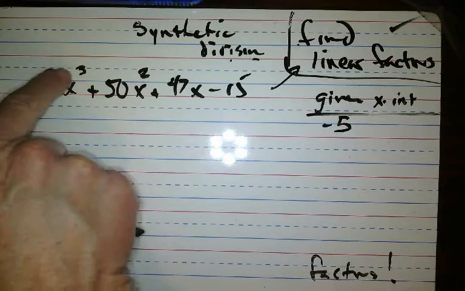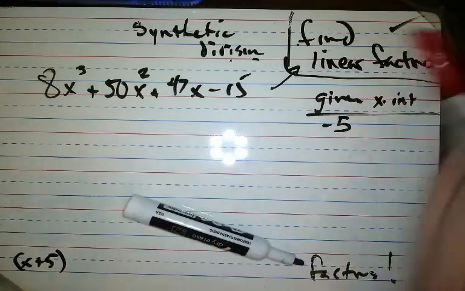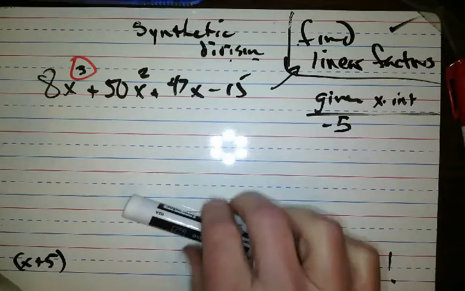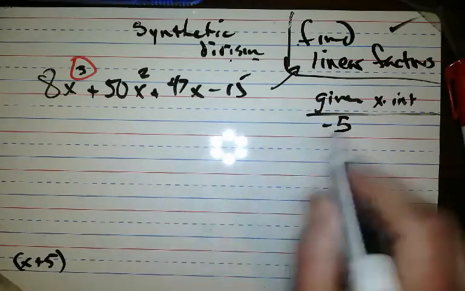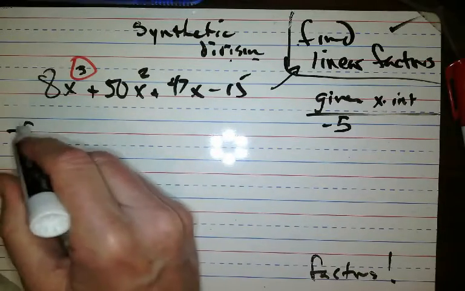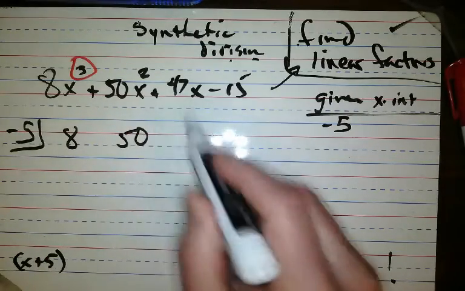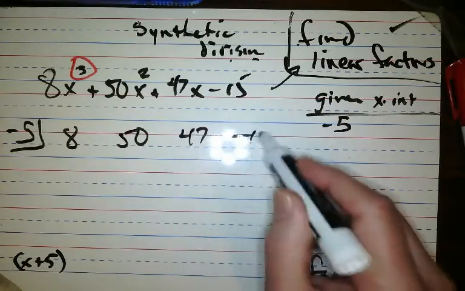How do I know there's 3? Because there's a 3 right there. This tells me how many x-intercepts there are, tells me how many factors there are. We can do it. Okay, so -5, outside and front. 8, 50, 47, and -15.